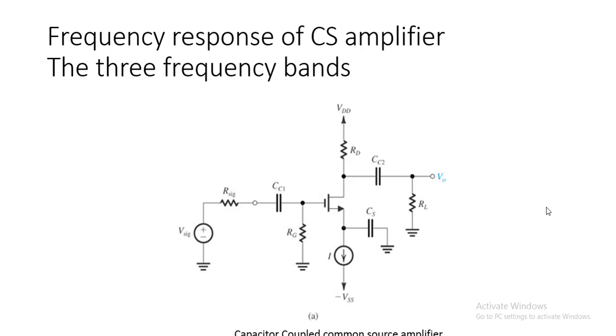This is a diagram of the capacitor coupled common source amplifier. We are taking into consideration the coupling capacitors CC1, CC2 and the bypass capacitor CS over here in this particular circuit. We have two more capacitors. This is the gate terminal, this is the drain terminal, and this is the source terminal.